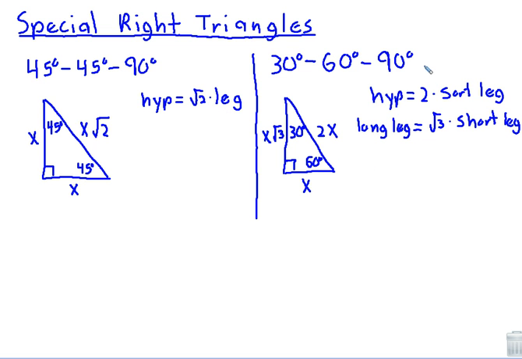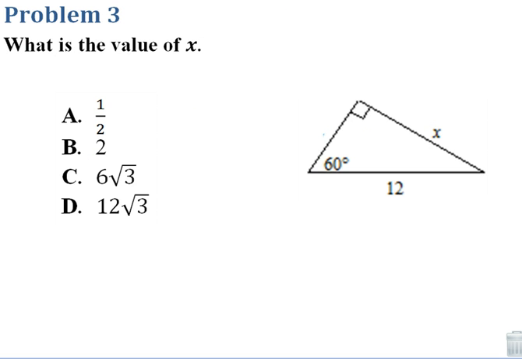Okay, the 30, 60, 90 was a little bit trickier. If I knew the short leg, the leg across from the 30-degree angle, I knew that the longer leg was the short leg times square root 3, and the hypotenuse is 2 times the short leg. Okay, so hypotenuse is 2 times short leg, and long leg is square root 3 times short leg. Let's take a look at using those here.